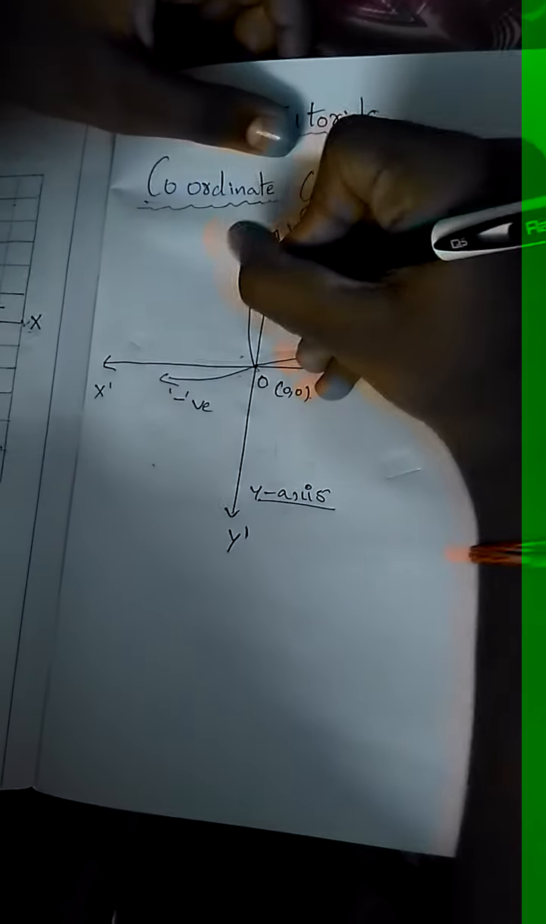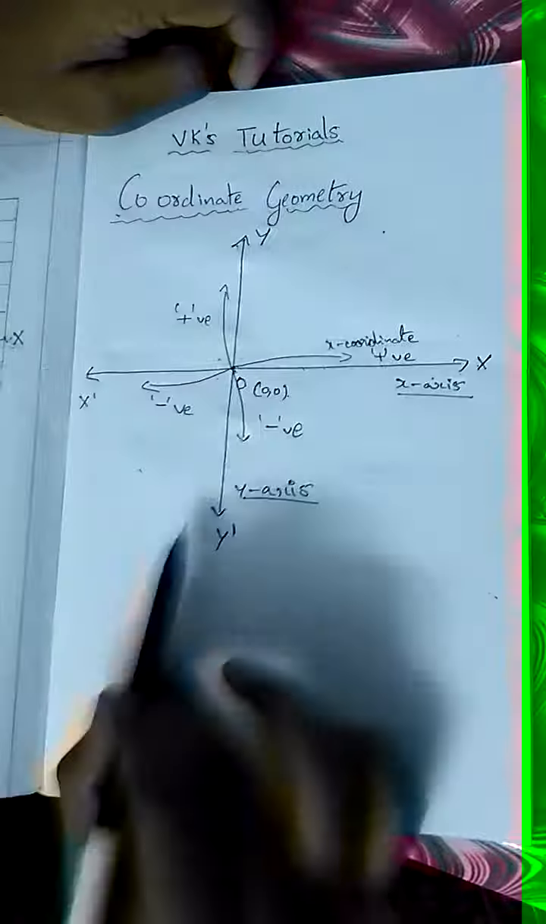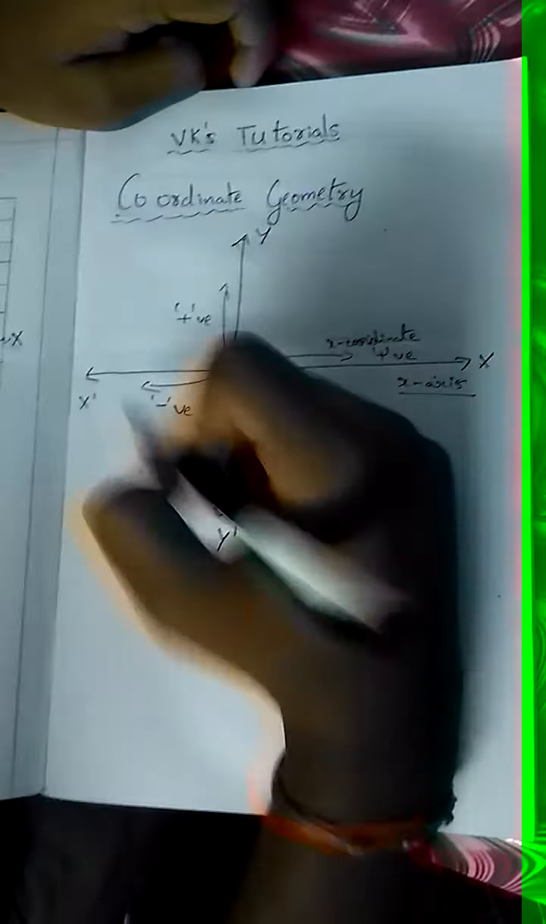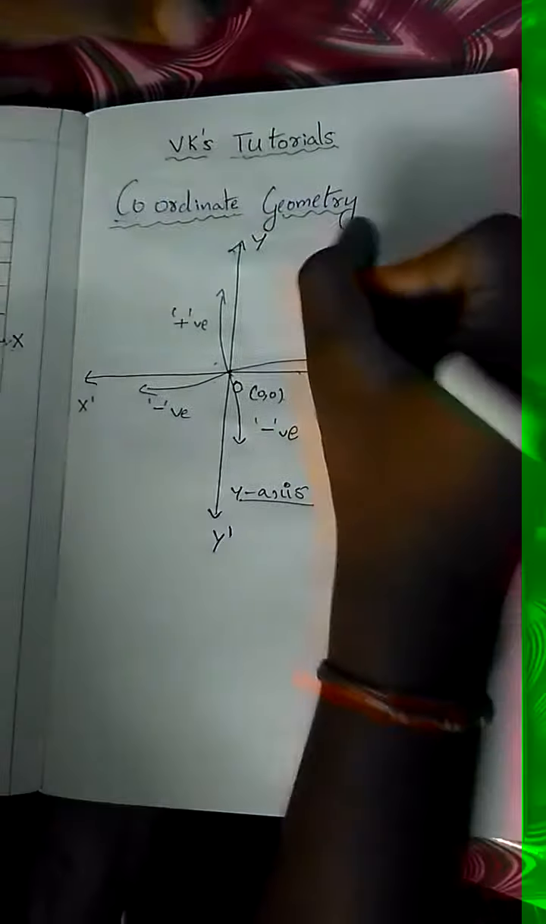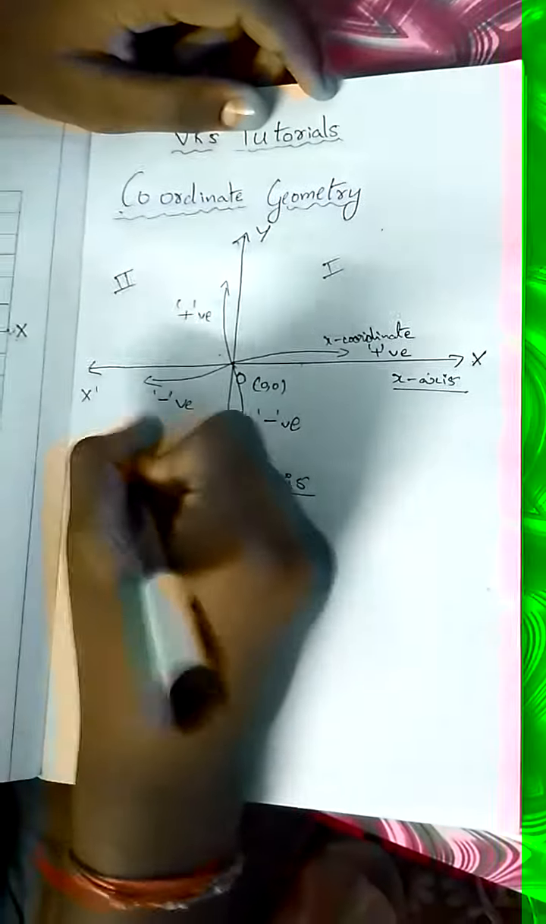The same applies to the y-axis. If you go in the upwards direction through the y-axis, it is always positive, and if you go in the downwards direction, it is always negative. This is known as a Cartesian plane, and the Cartesian plane is always divided into 4 quadrants. This is the first quadrant, this is the second quadrant, this is the third quadrant, and this is the fourth quadrant.